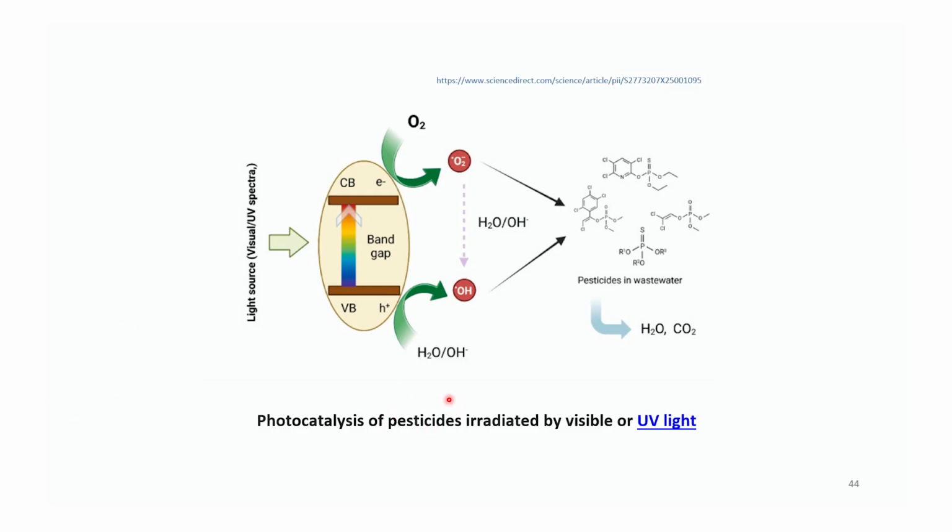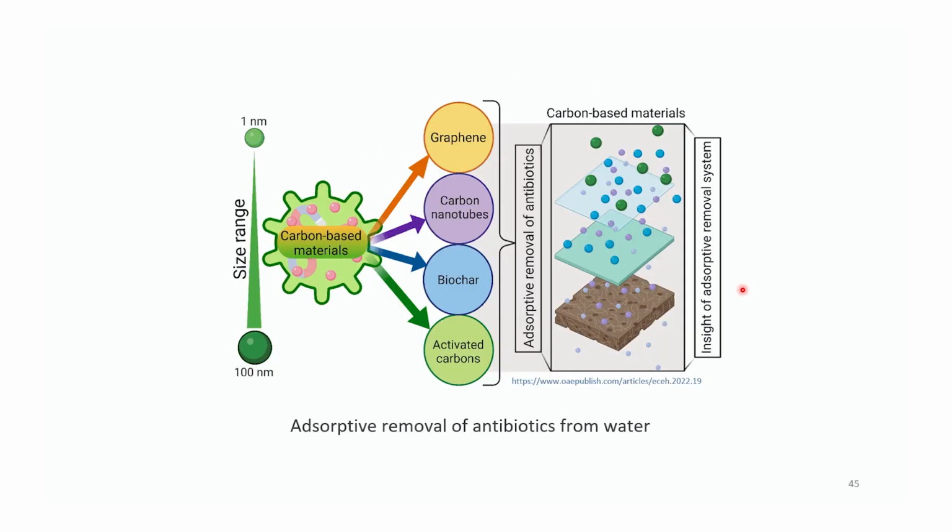That's photocatalysis of pesticides irradiated by visible or ultraviolet light. So that's your light or UV source, and the same process is happening. Your electron is getting excited from the valence band, jumping to your conduction band, and that's the electron-hole pair. And what is happening is that your superoxide oxygen radical is being created and your hydroxyl radical is being created, and these will go on to degrade the pesticides in water. So these are mostly organic compounds, and these will be broken down into some non-toxic products, especially H2O and CO2. So that is how pesticides are being degraded.